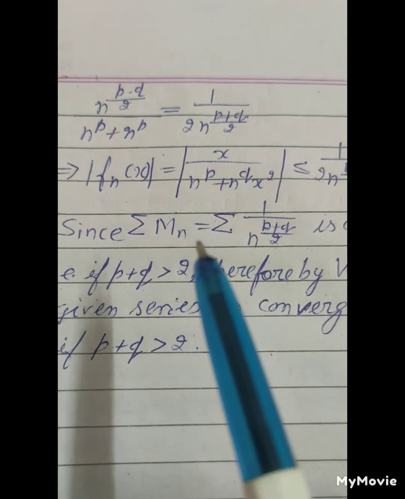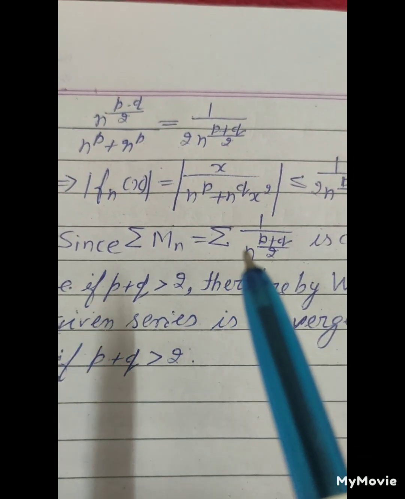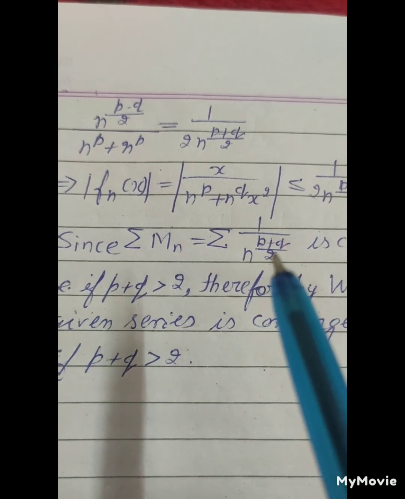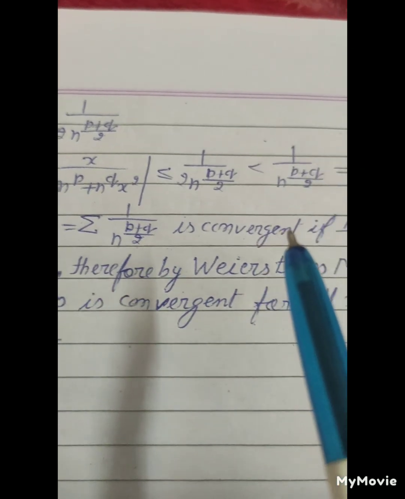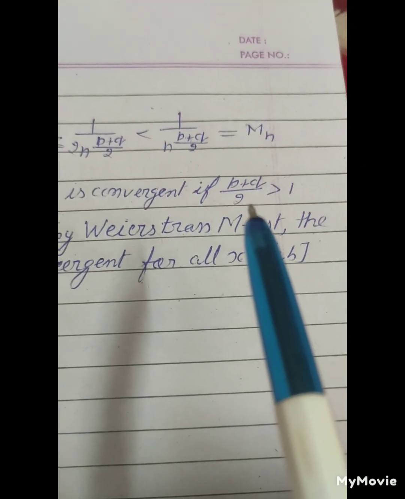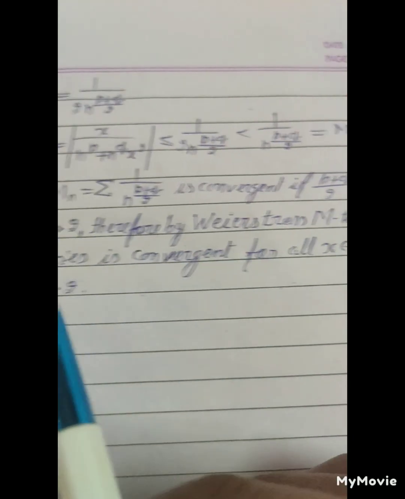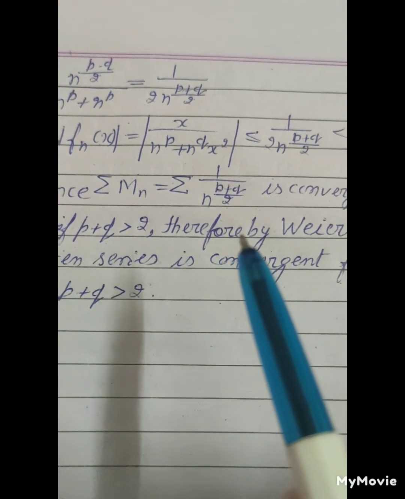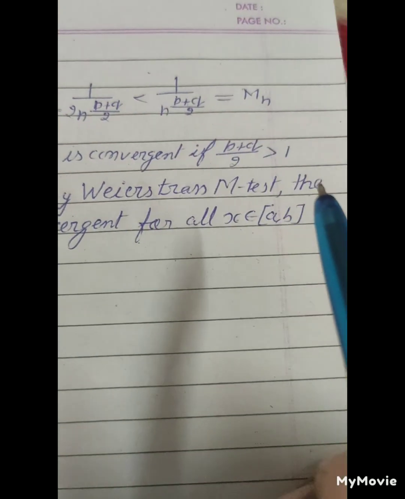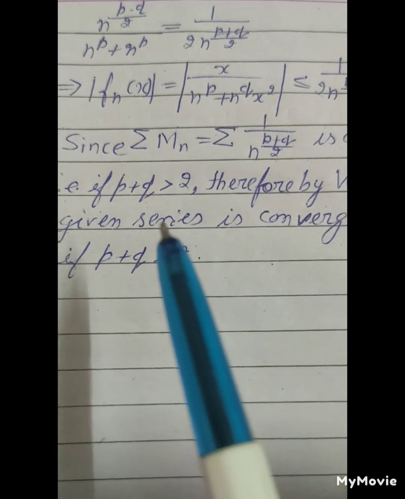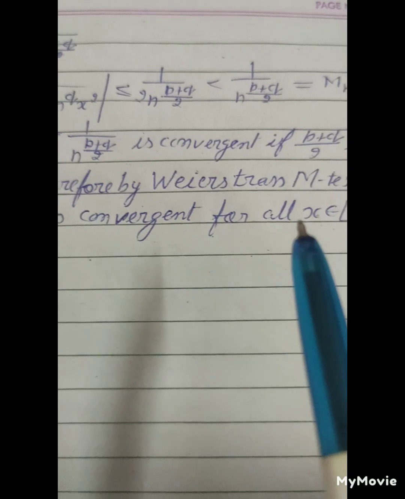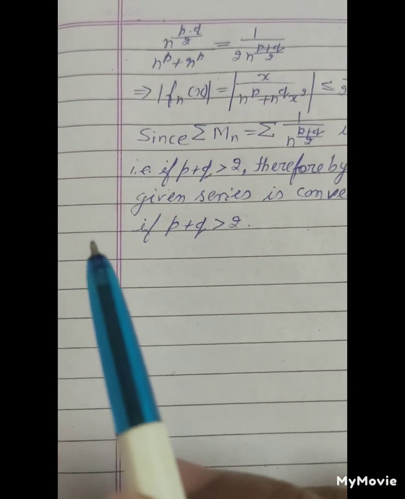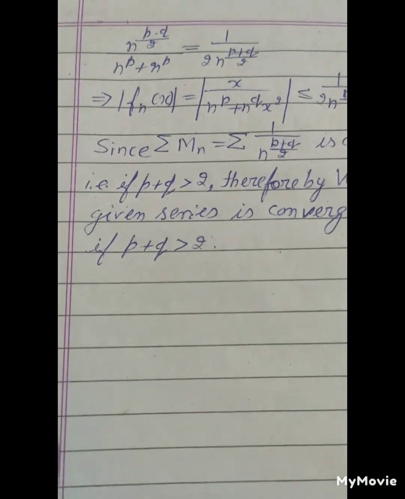Since sigma Mn is equal to sigma 1 upon n^((p+q)/2), it is convergent if (p+q)/2 is greater than 1, that is, p plus q is greater than 2. Therefore, by the Weierstrass M-test, the given series is convergent for all values of x belonging to the closed interval if p plus q is greater than 2.